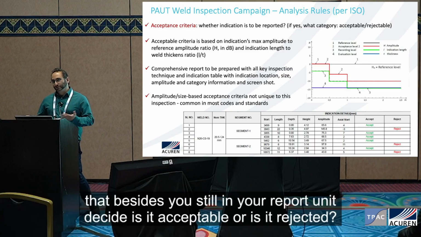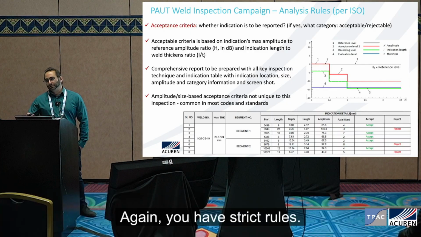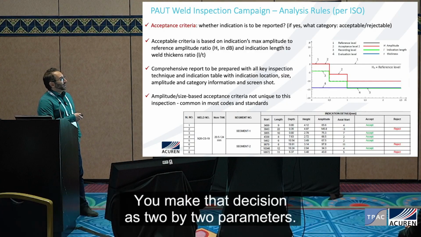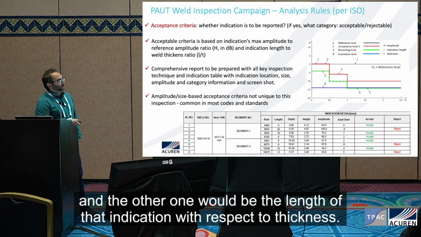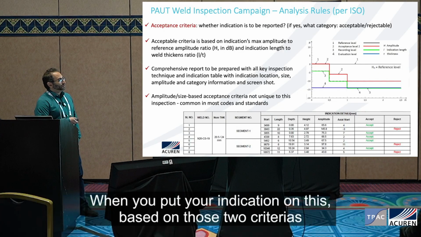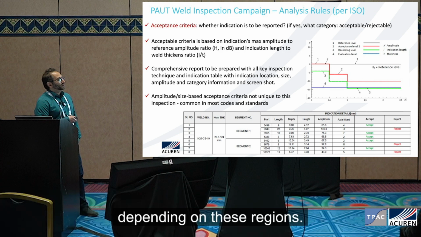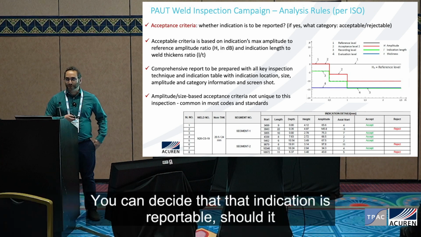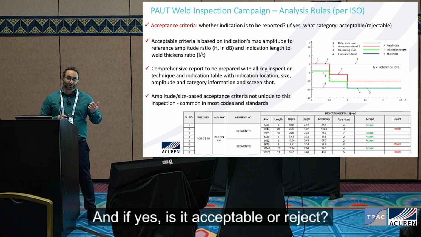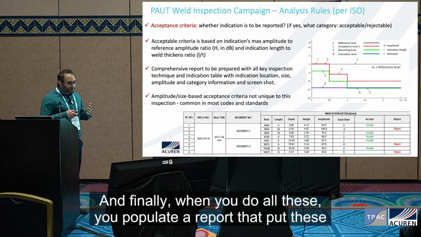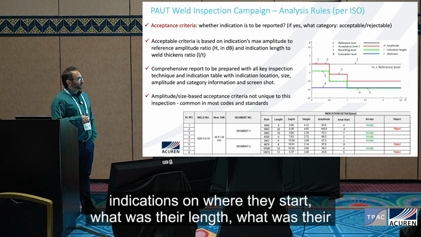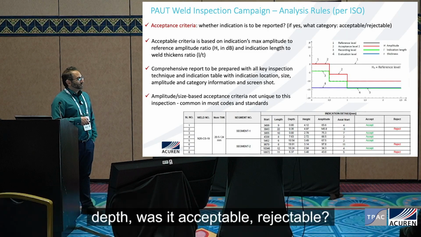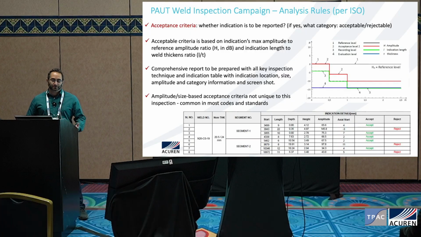After that, now that you have an indication and its size, in your report you still need to decide: is it acceptable or is it rejectable? Again, you have strict rules. You make that decision with 2 parameters. One is the ratio of the amplitude with respect to the reference, and the other is the length of that indication with respect to thickness. When you put your indication on this chart, based on those 2 criteria, depending on these regions, you can decide whether that indication is reportable, should it stay on the report or not, and if yes, is it acceptable or rejected. And finally, you populate a report that lists these indications: where they start, what their length was, what their depth was, whether it was acceptable or rejectable, and that's your final report.